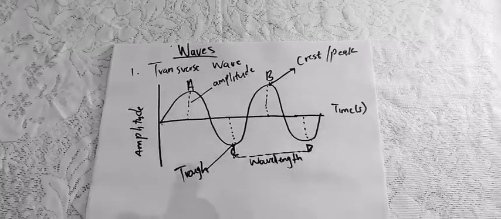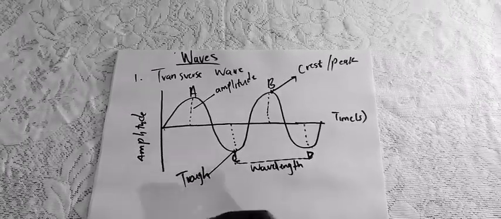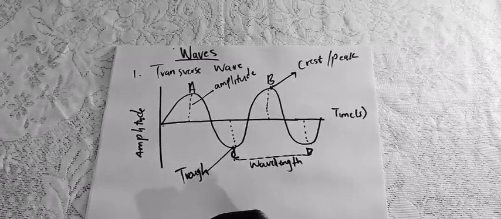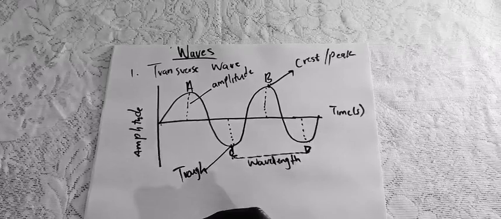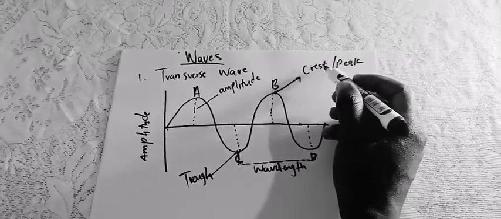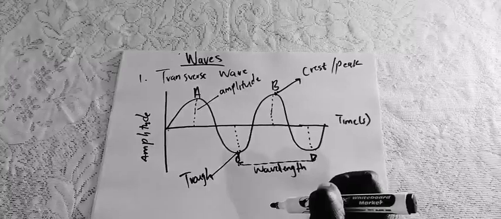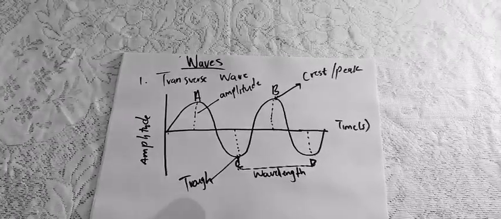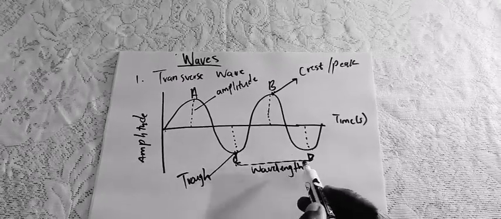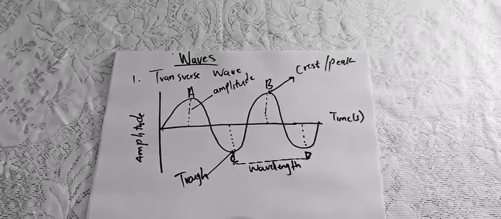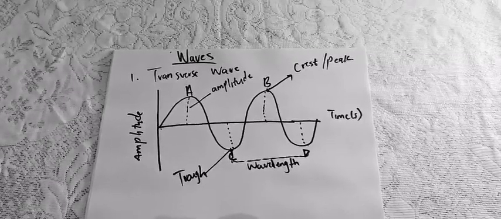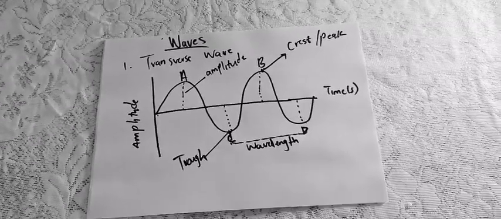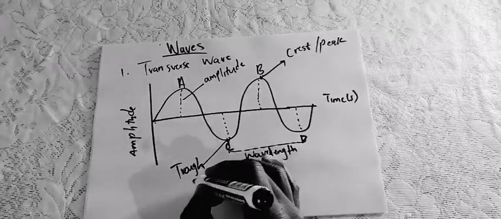Okay, there's the amplitude, which is the maximum displacement of the particles of a medium from its equilibrium position or rest position. You must know that definition. Then a crest, it is the upper part of the wave. Then this, it is the lower part of a wave, it is the trough. Then the wavelength, it is the distance between 2 points that are exactly in phase. We will talk about points that are exactly in phase and points that are out of phase.